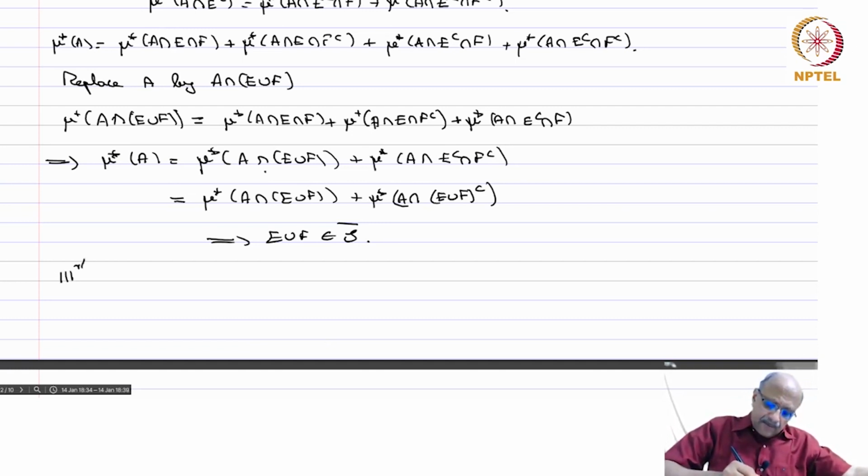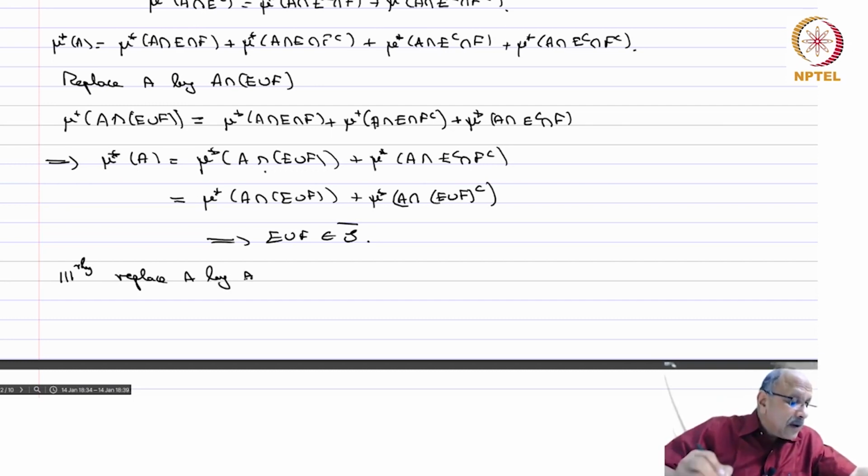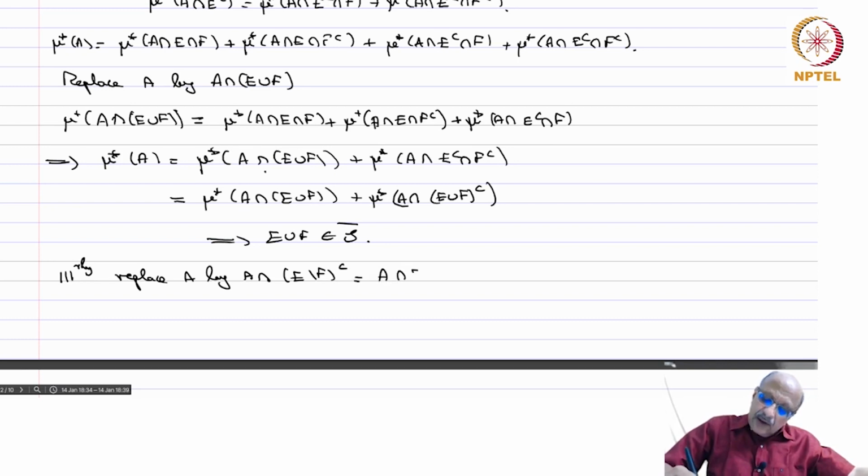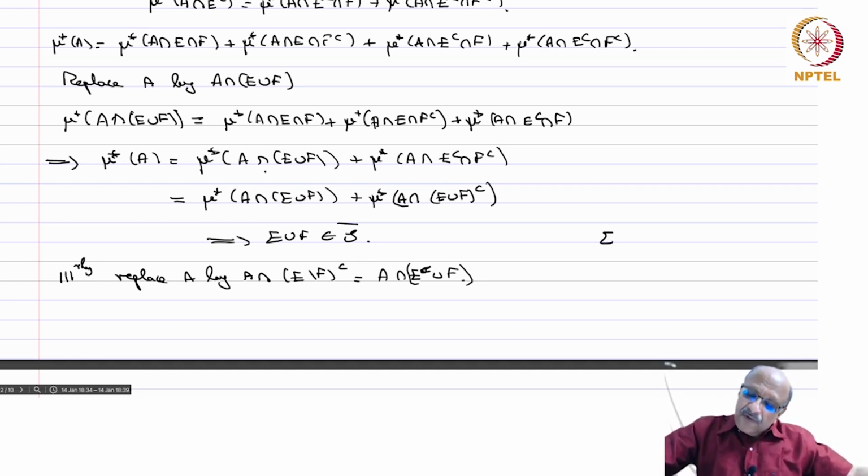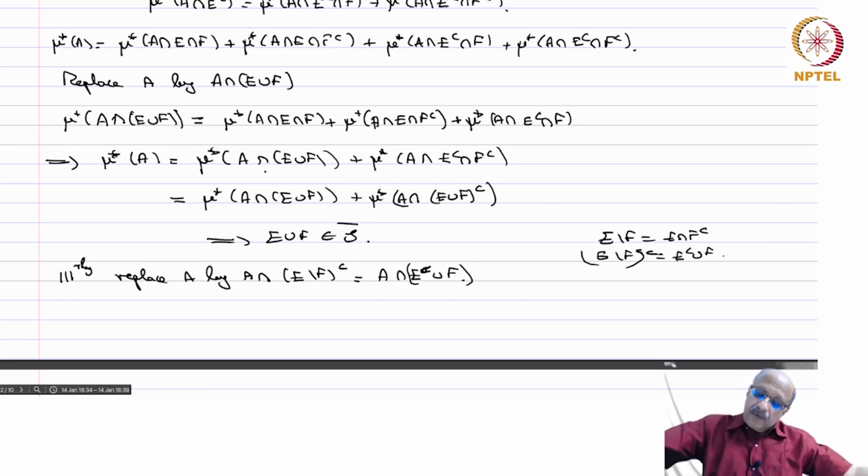Similarly, replace A by A intersection E minus F complement, which is A intersection E complement intersection F. Because E minus F is nothing but E intersection F complement. So E minus F complement is E complement union F. Okay, so that is what we have. Now we replace it again in that relationship.